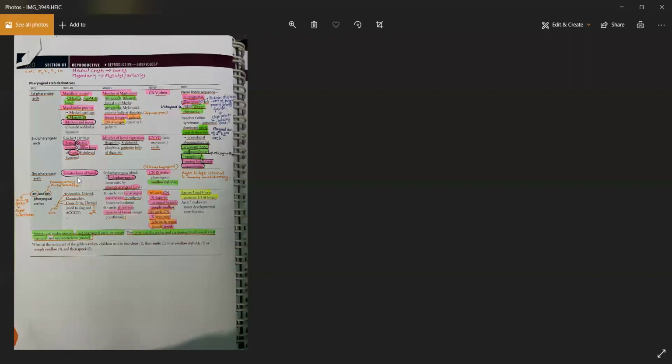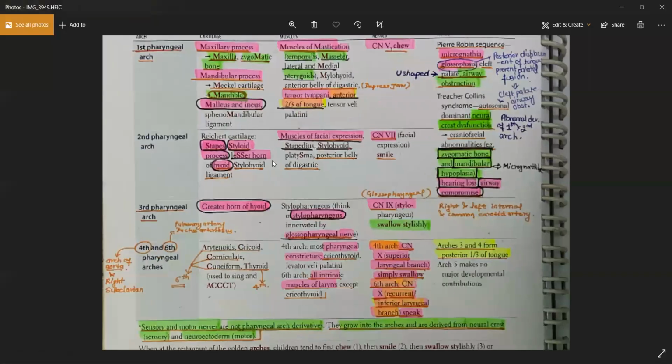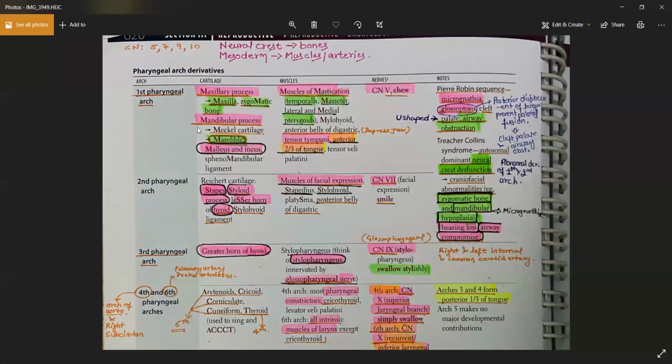Now let's discuss other structures other than the arteries. All these arches are forming structures. The first arch is here, and you will see the upper face. Think about the upper face. That means the maxillary bone, the zygomatic bone, and the mandible. So the upper part of the face is already formed by this first pharyngeal arch. So maxillary, zygomatic, and mandible bone are formed by the first arch.